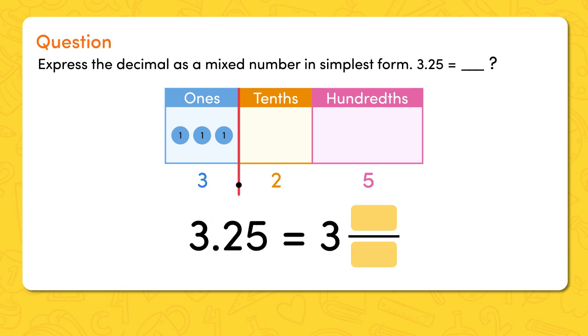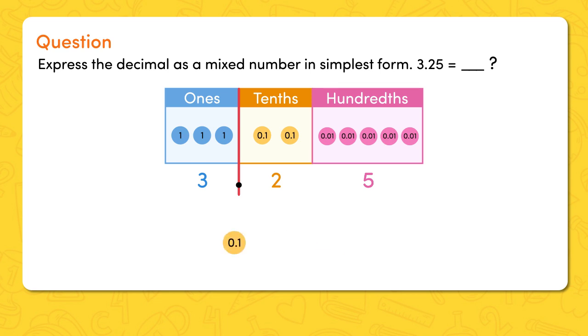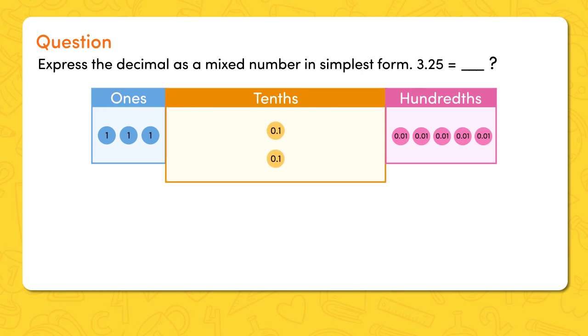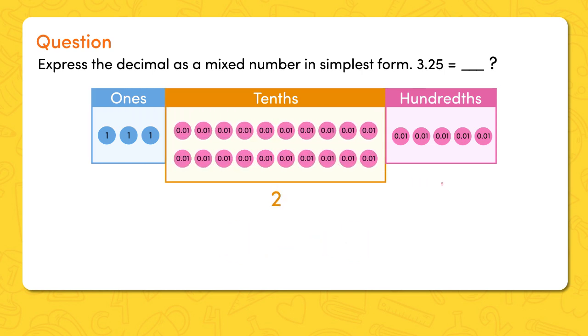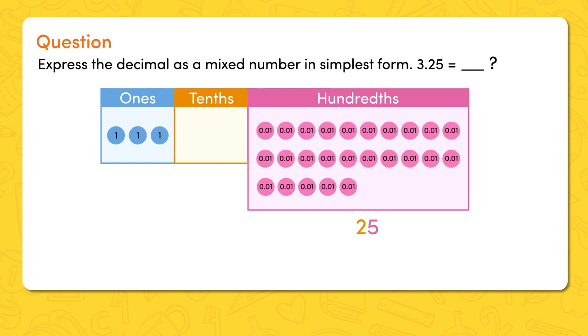Now let's move on to express the tenths and hundredths as a fraction. There are 2 tenths and 5 hundredths. To convert to a single fraction more easily, we can first express them as hundredths. Recall that 1/10 is made up of 10 hundredths. Therefore, we can regroup 2 tenths and 5 hundredths to 25 hundredths like this.